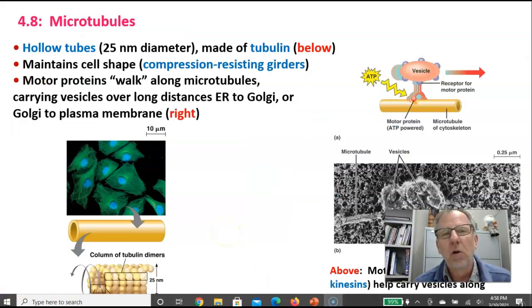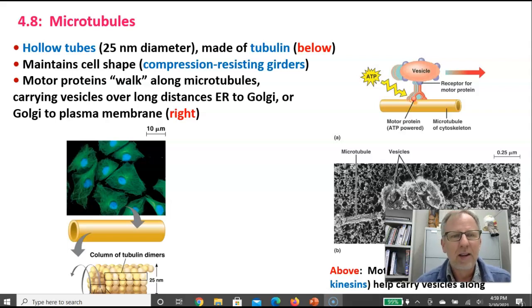Okay, first we're going to go over microtubules. So microtubules are hollow, hence the term tubule. And they're about 25 nanometers in diameter. That's pretty thin, pretty narrow, pretty tiny, 25 billionths of a meter. And microtubules are made of a protein called tubulin.